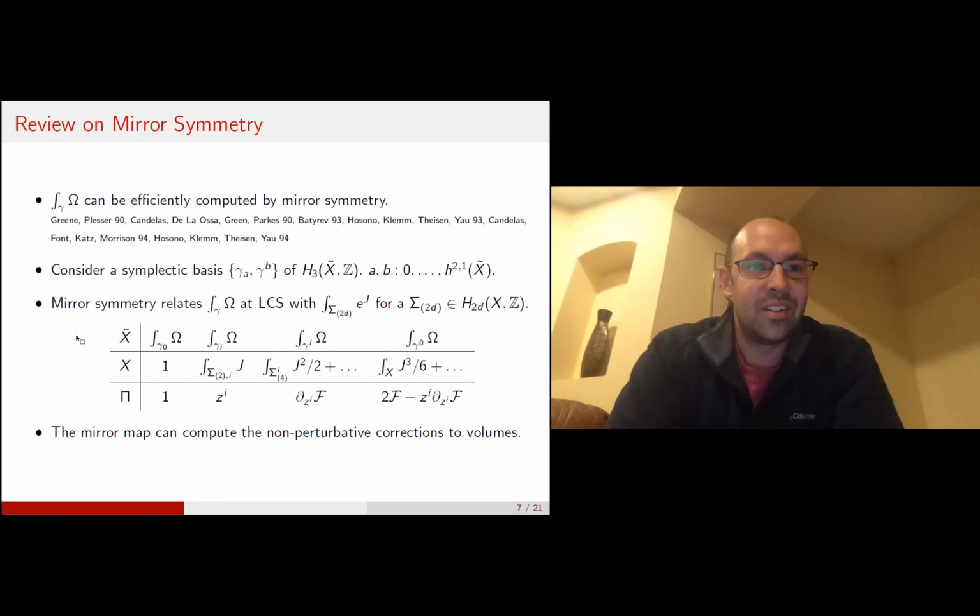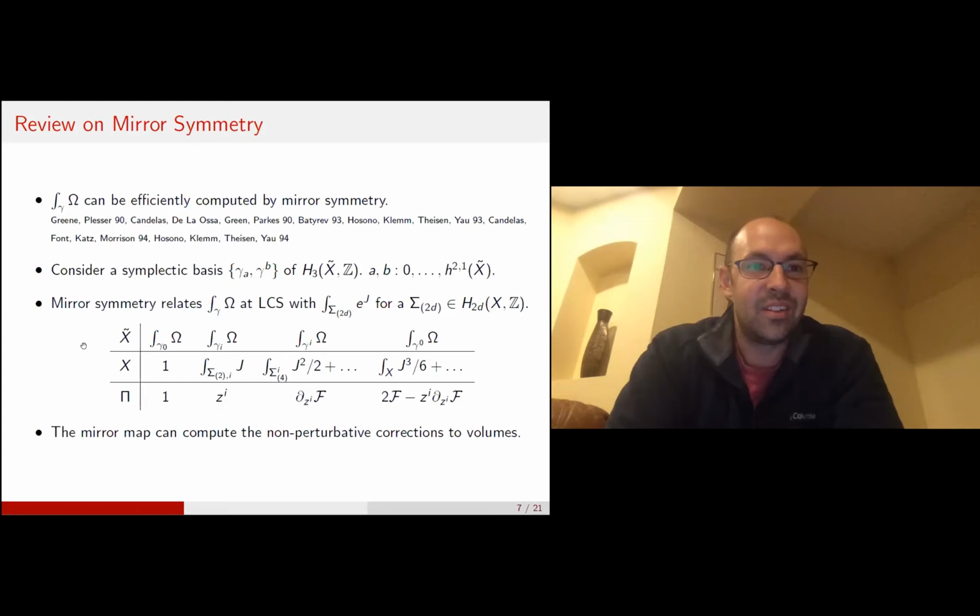So mirror symmetry basically relates the volume of 3-cycles at large complex structure with the volume of holomorphic even cycles in the mirror Calabi-Yau. You can see that there is a table which summarizes which quantity is related to which, and you can see that the mirror map can compute the non-perturbative corrections to the volume of holomorphic cycles in the mirror. The nice thing about this way of packaging volumes is that you can efficiently write down all the volumes in terms of the period Pi, or the prepotential, and the flat coordinates z.